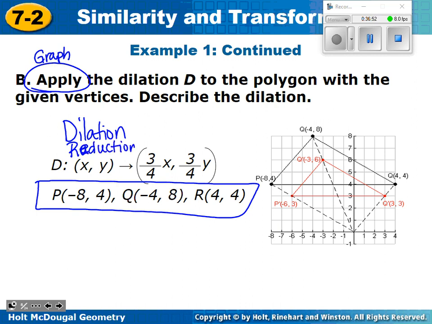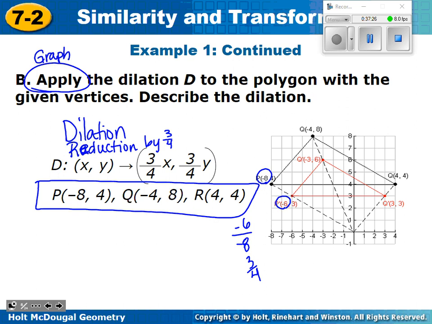Okay, reduction by 3/4. I do want to remind you though, if you don't know what the scale factor is, if it's centered at the origin, then you can just compare the coordinates, and that's if it's just a dilation. So, for example, it would be -6 over -8 reduces to 3/4, right? Okay, so I need to review a couple things with you.